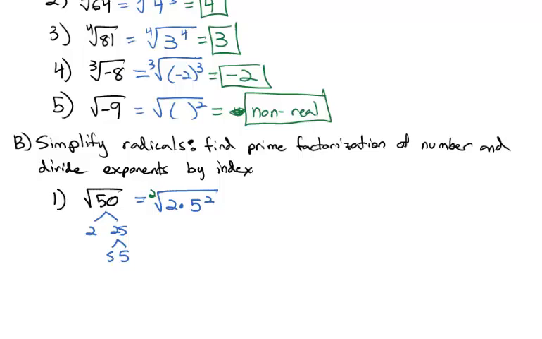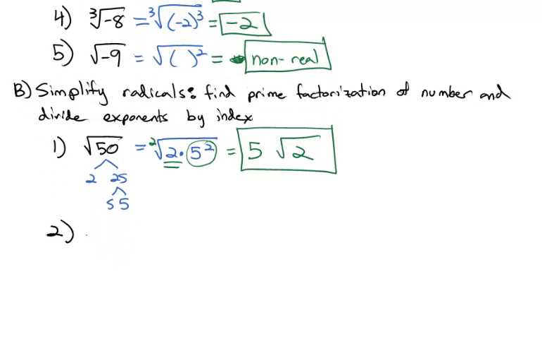With square root, we know the index is 2, and so we can divide the 5 squared, divide that exponent by 2, and we get a single 5 coming out of the radical. The 2, there's no exponent on it. With no exponent, it's going to stay inside the radical. And so we will say the simplified form of the square root of 50 is 5 times the square root of 2.